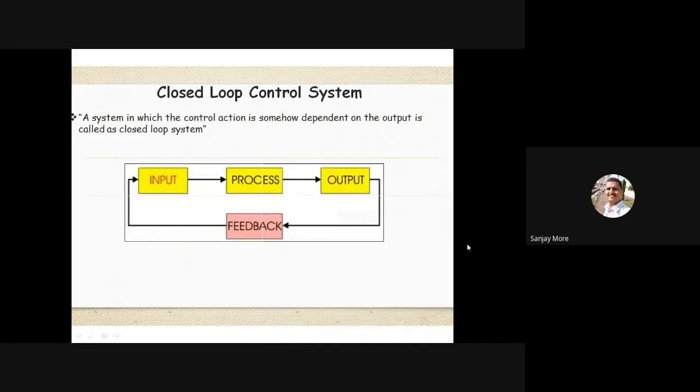Then the next point is closed loop control system. Give the heading closed loop control system and draw this diagram.